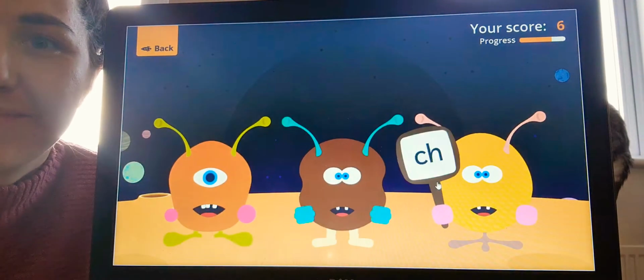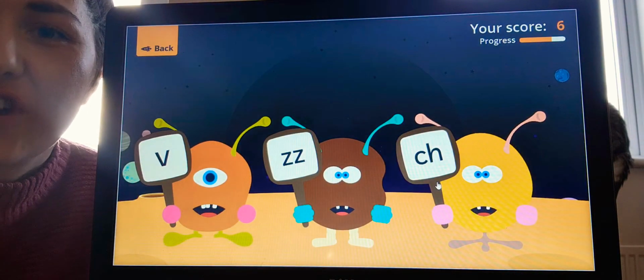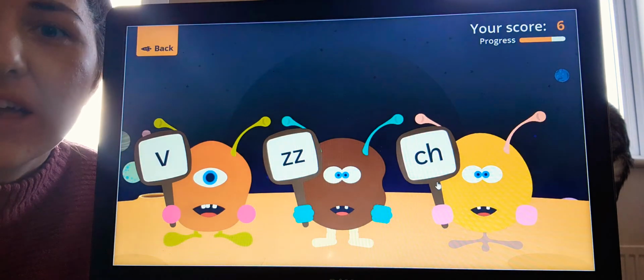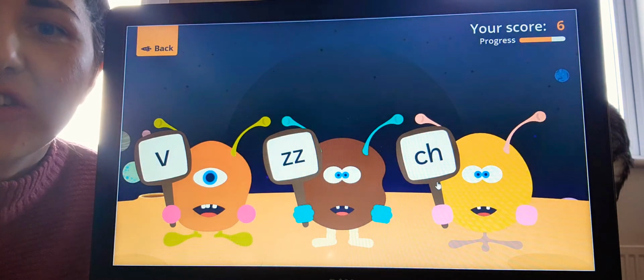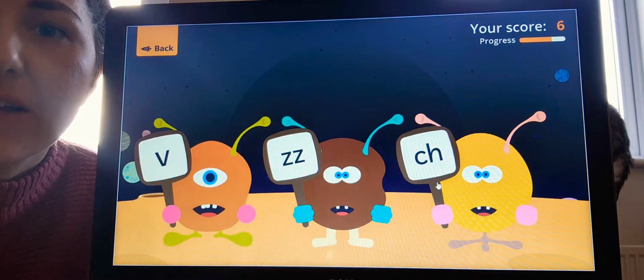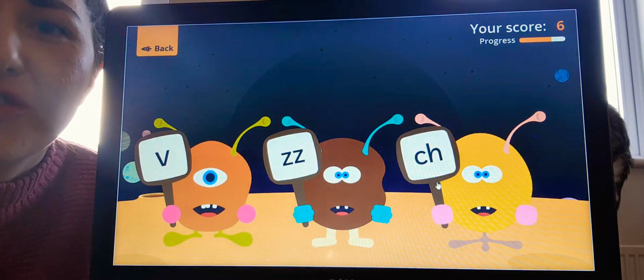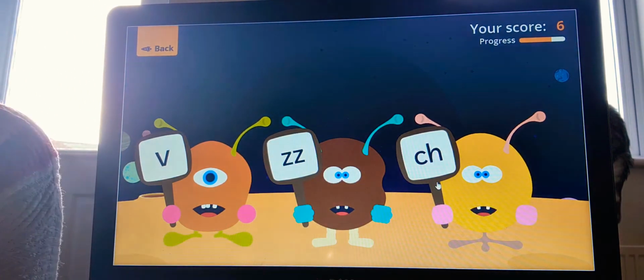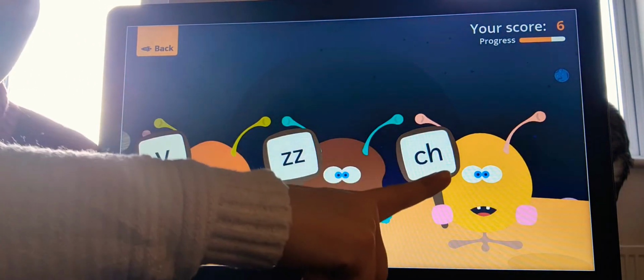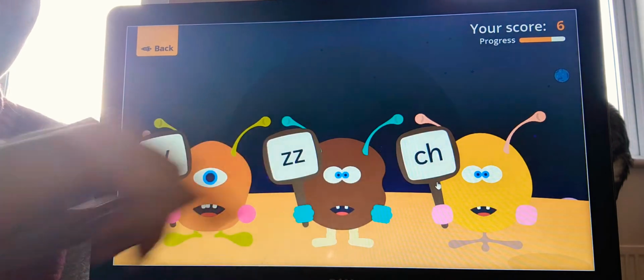Click on the alien that shows ch. Ch. Trains are chugging up the hill. Ch, ch, ch. Choo, choo. Have you written it, everyone? Here it is.